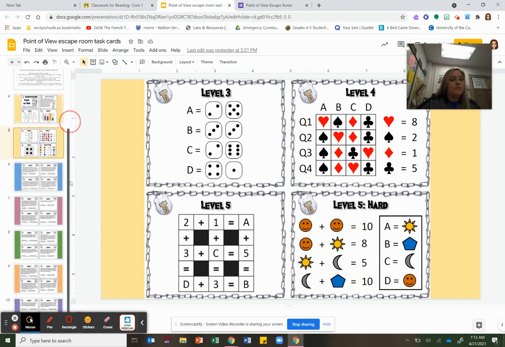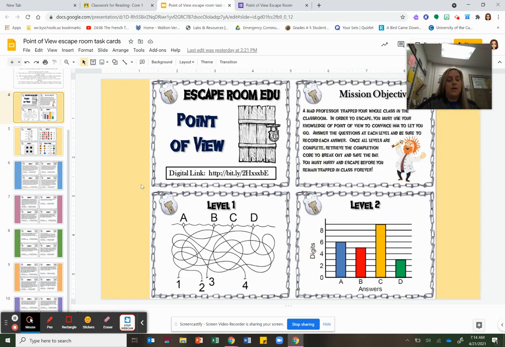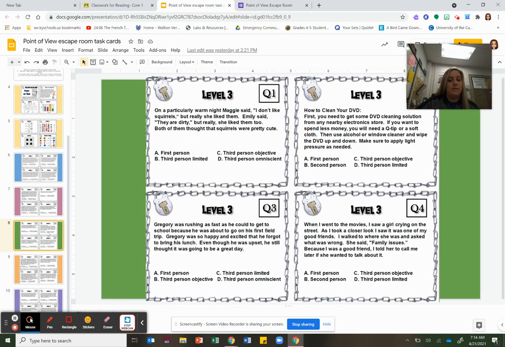Each level is on a different color. So level 1, you are going to read the passage and decide, is it first person, second person, third person objective, third person limited, or third person omniscient. Okay, so pick your answer, and then you would come back here. If you picked A, you follow the line, and it takes you to 4. So your first number would be 4. So for level 1, find your answer, follow the line to get to your answer. And the questions for each level are the same. They're just A, B, C, or D.